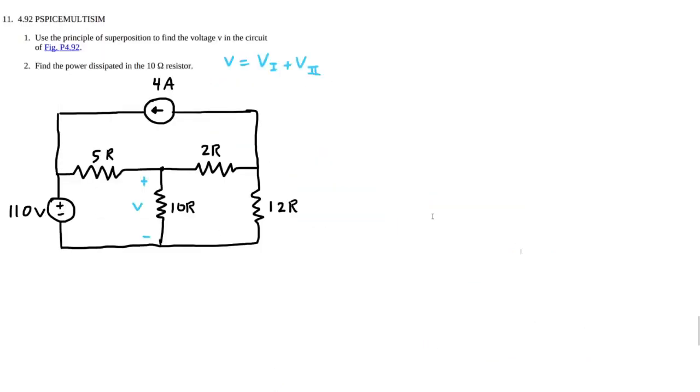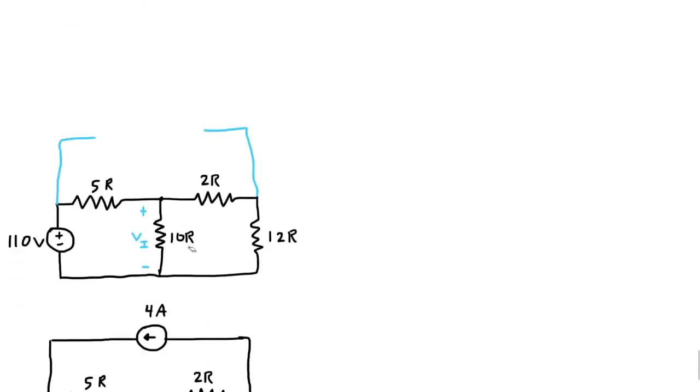Okay, so for 4.92, we're going to use a principle called superposition to find the voltage V right here. Now, in a linear system like these linear circuits, you can use superposition to find things. So we're going to consider two cases individually and then add those cases together. And we'll be able to find out what the total voltage is from all the contributions.